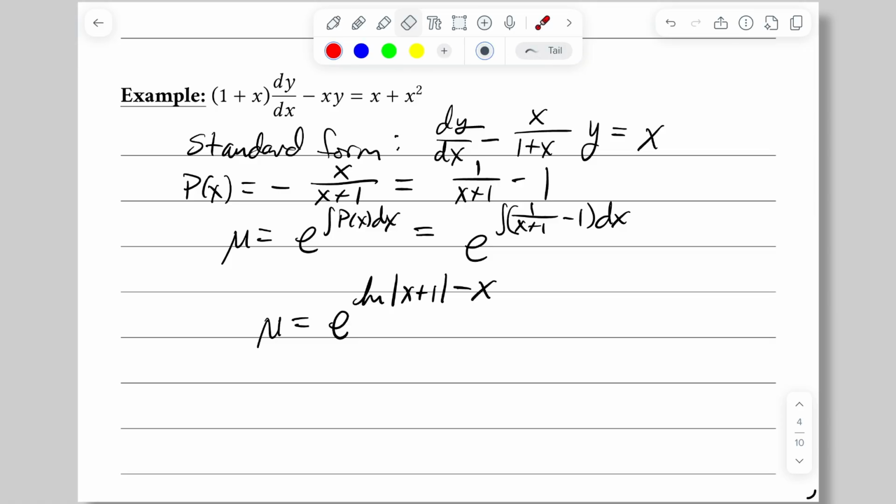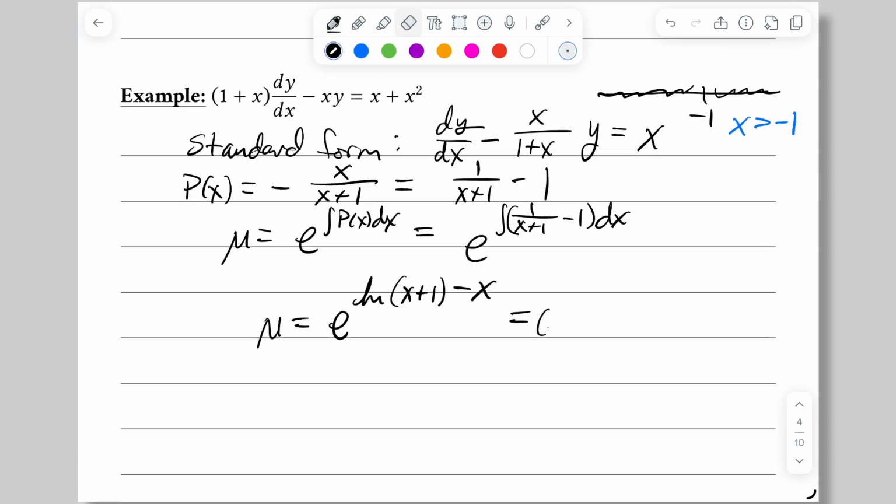However, remember that a solution is only defined over one interval. And here we've divided by 1 plus x in an early step. That means that x has to either be greater than -1 or less than -1. We wouldn't consider both intervals simultaneously. Therefore, I'm going to assume that x is greater than -1 because I have no information that tells me I should consider negative values for x. And for that reason, I'm going to drop the absolute value bars.